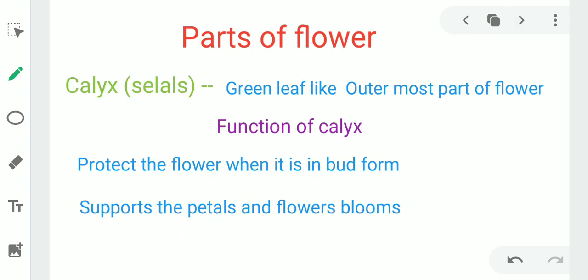First part is calyx or sepals. Sepals are also called calyx. These are green leaf-like structures. These are the outermost part of the flower. What are the functions of calyx? When the flower is in bud form, calyx protects the flower. It also supports petals when flowers bloom.